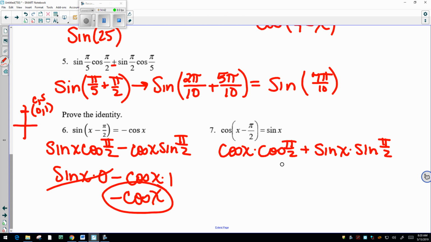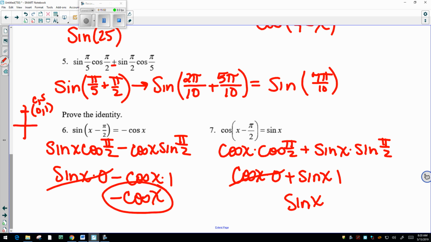Okay, so again, cosine of pi over 2, that's going to give me 0. So I have cosine times 0. And then sine of pi over 2, that's going to get me 1. So 0 times anything goes away, and I'm left with sine of x.